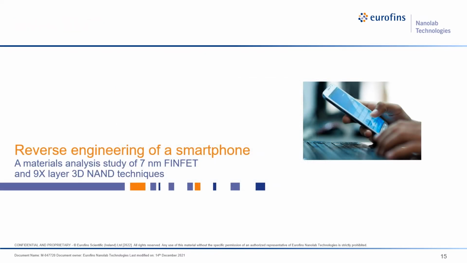Now we have some very basic understanding of EDS and EELS. Let's look at some real-world industrial applications. We will start with a reverse engineering materials analysis study of a smartphone with focus on 7nm FinFET technology and 90+ layer 3D NAND technology.